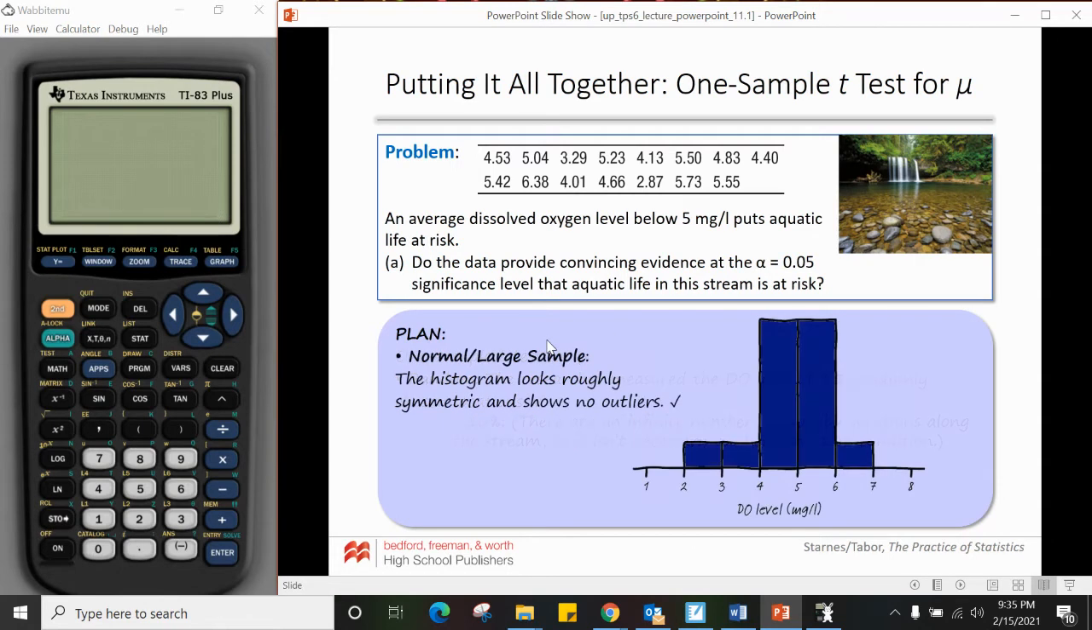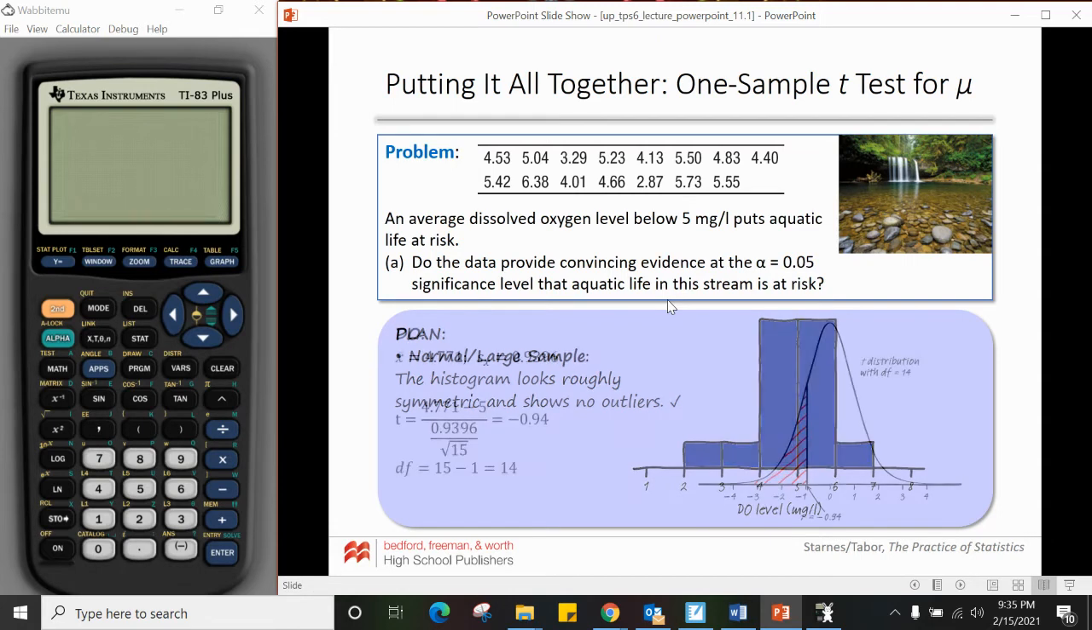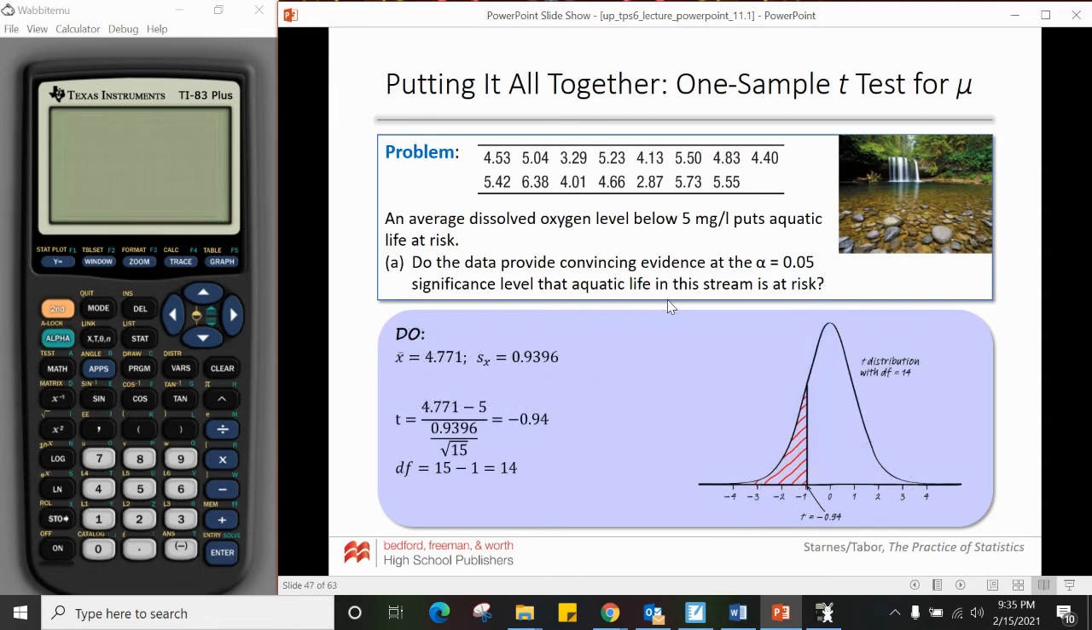And then the plan. Our sample size is 15, which is less than 30, so that doesn't work. We don't know the population size, we don't know if the population is normal, so that fails. So we do have to draw a graph. In this case, they chose to do a histogram, and they say it looks roughly symmetric and shows no outliers there. So our three conditions have been met. We are good to go on to the do phase.